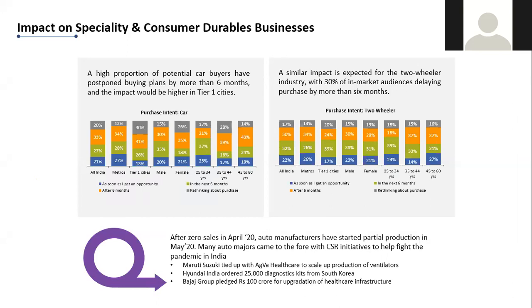So consumers during this period were only spending on essential items, which were grocery, food, personal care items. Anything which was not necessary at that point in time was getting pushed for a later date. And when you look at the auto industry, after almost zero sales in April 2020, auto manufacturers started partial production in May 2020, and they've come up with a lot more CSR initiatives to help fight the pandemic in India. So even advertisers and marketers are doing their bit. I'm sure all of you would have read the news.